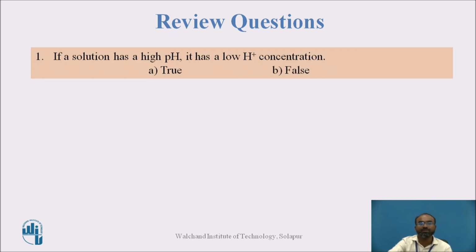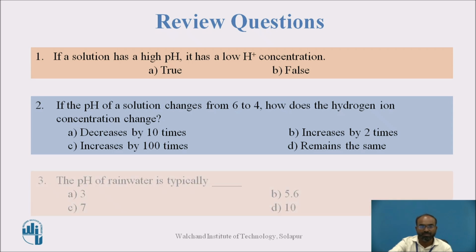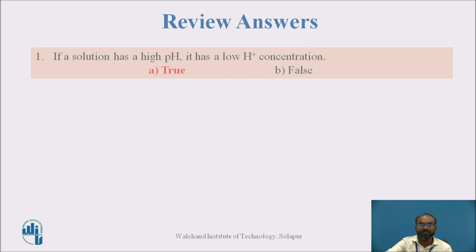First, if a solution has a high pH, it has a low H plus ions concentration. Second, if the pH of a solution changes from 6 to 4, how does the hydrogen ion concentration change? And the last one, the pH of rainfall water is typically what? It is a general knowledge question. So let us have its review answers.